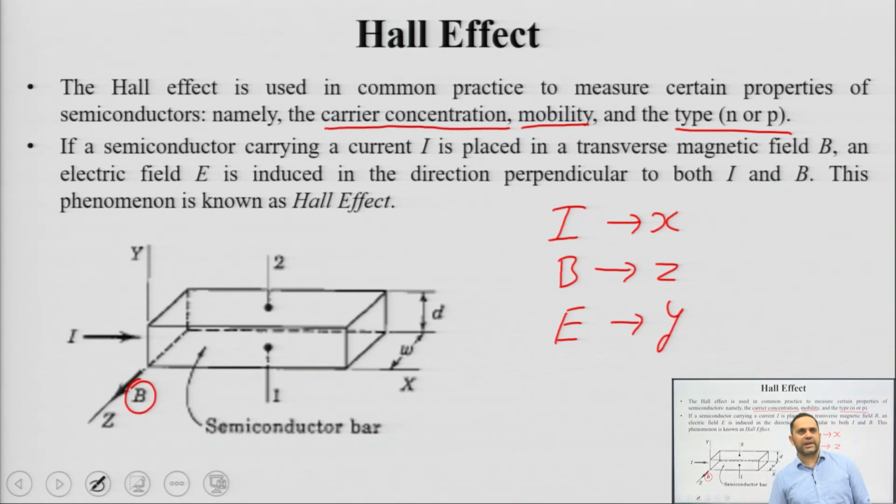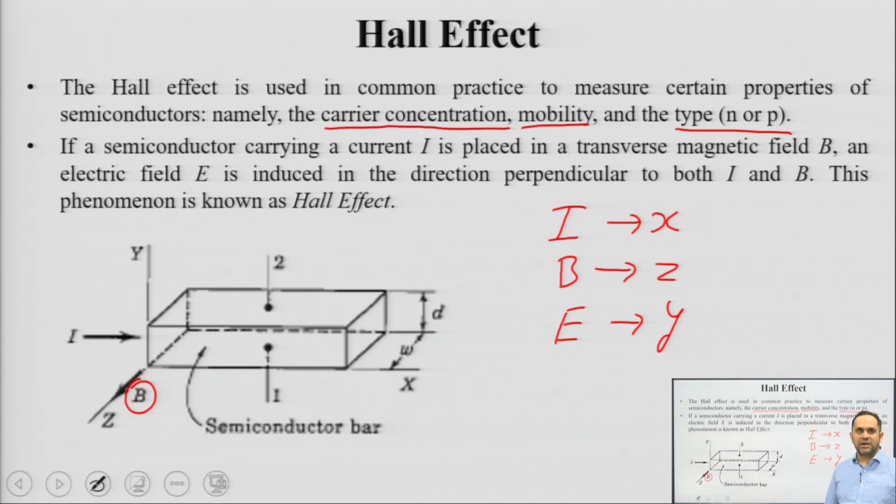So, in this 3-dimensional arrangement, you can see that current I is flowing across the x direction, magnetic field is applied across the z direction, and an electric field is induced in the y direction. All these quantities are perpendicular to each other, and this phenomenon of electric field induction is known as Hall effect. So, this is your circuit arrangement and this is the definition of Hall effect.